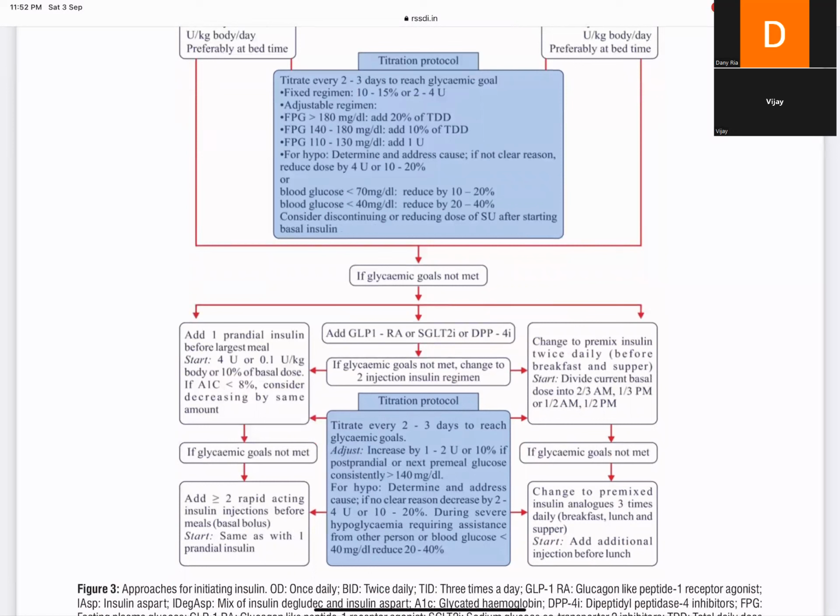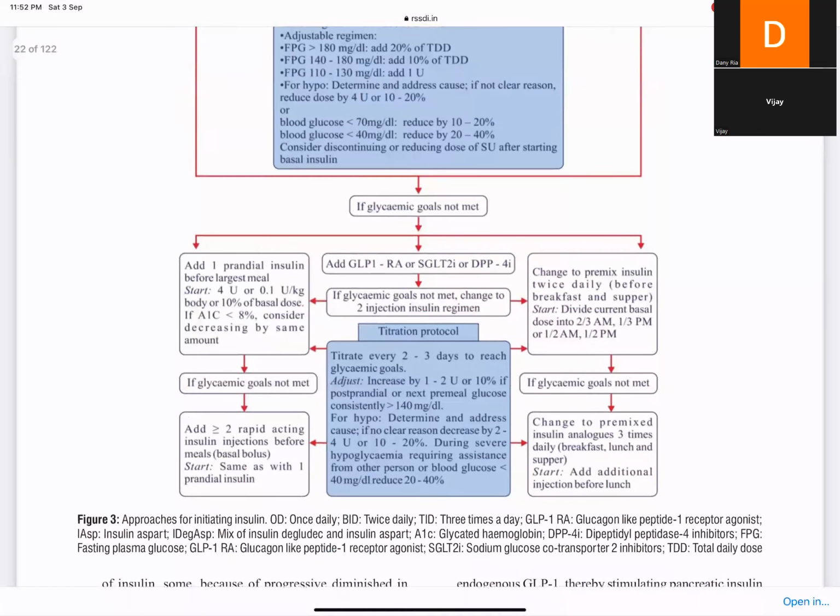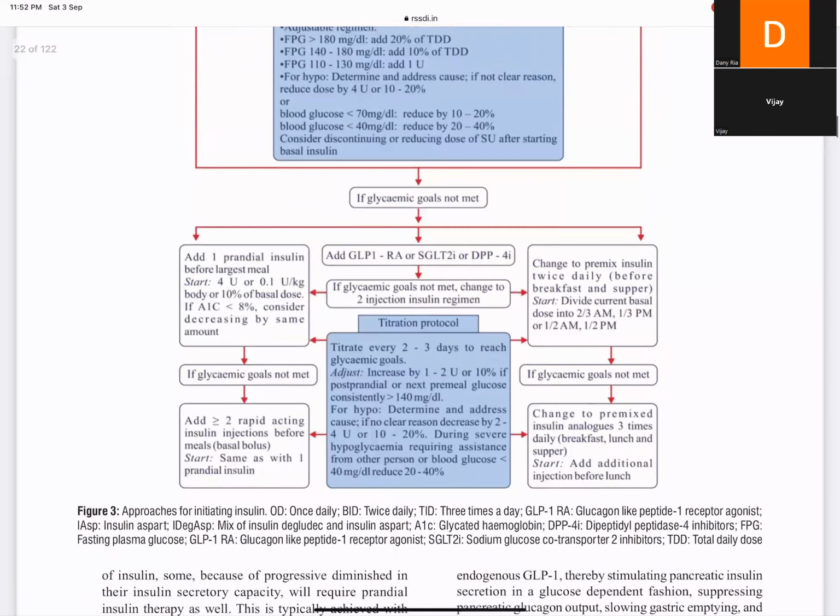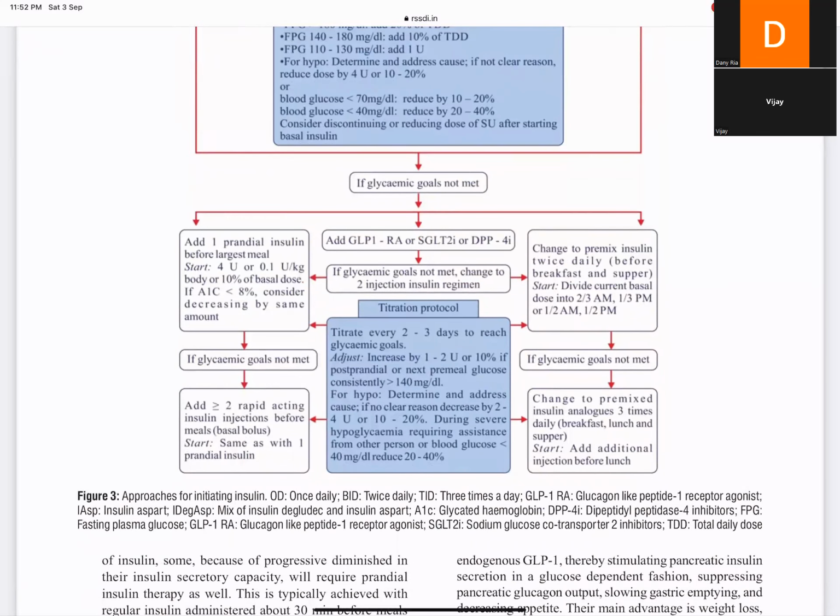Consider discontinuing or reducing the dose of sulfonylurea after starting basal. That also we are discussing. Then at the end of 3 months, you are again seeing the glycemic goals. This is the intensification phase. Suppose the glycemic goals are not met, what are the possibilities? You have to add a prandial insulin before the largest meal. That is called the basal plus regimen.